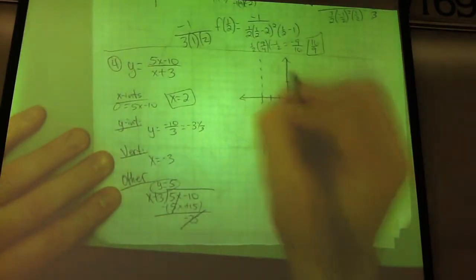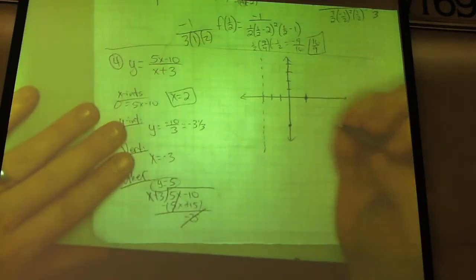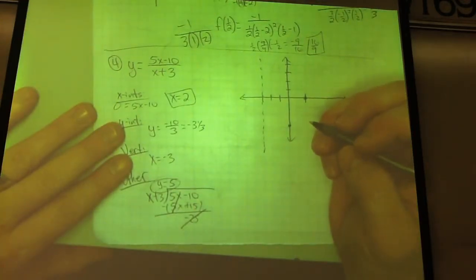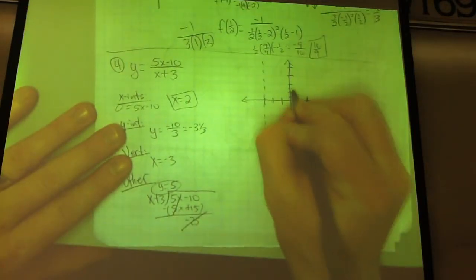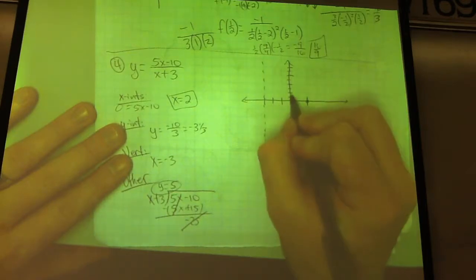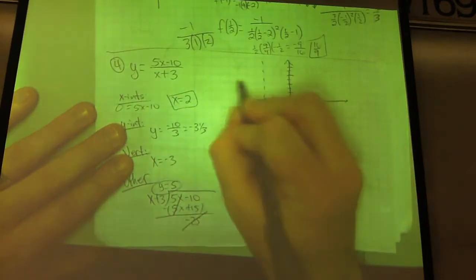1, 2, 3, 4, dang it. Just count by 2. 1, 2, 3, 4, 5. Nailed it.